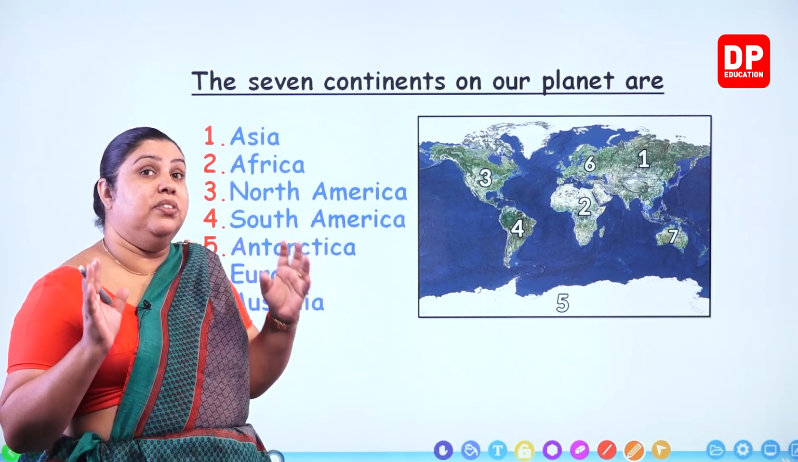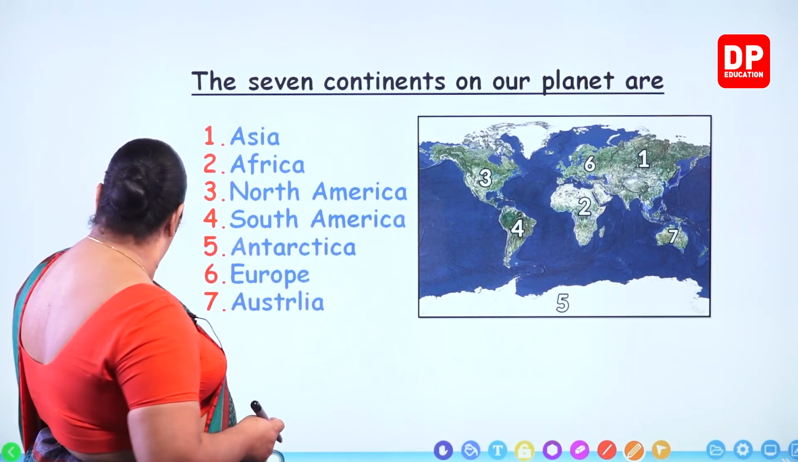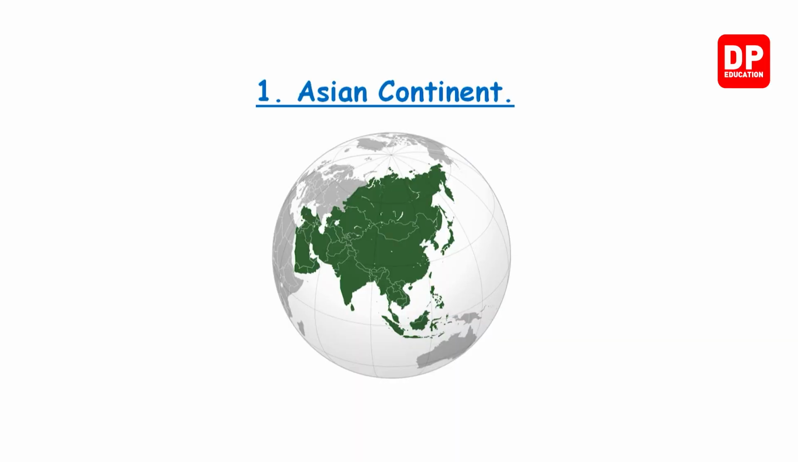So you have to concentrate really well. Right. So these are the 7 continents in the world. Then first continent that we are going to talk about is our very first Asian continent.